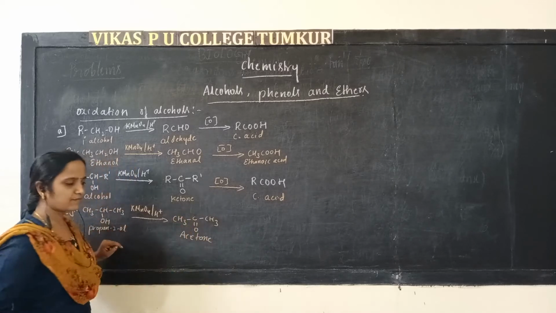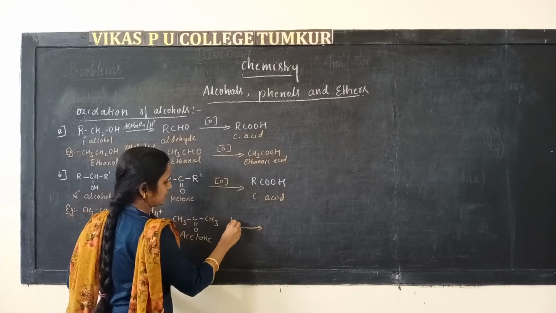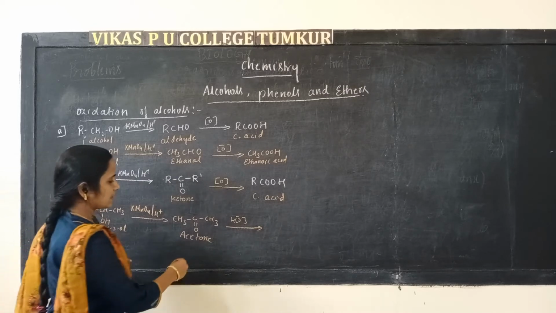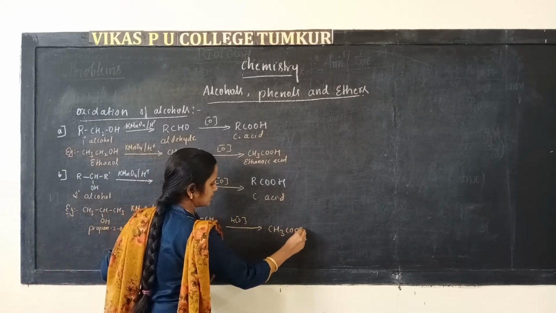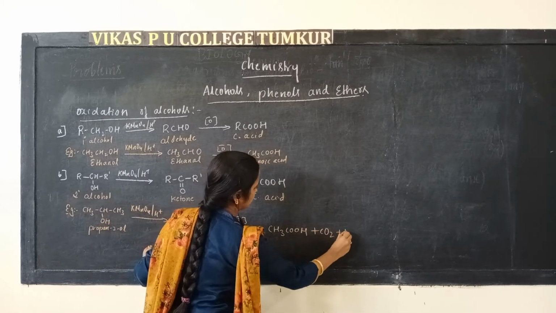This on further oxidation, we are going to get that carboxylic acid, CH3COOH plus CO2 plus H2O.